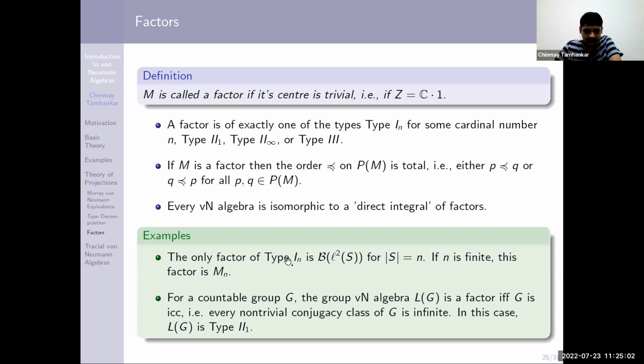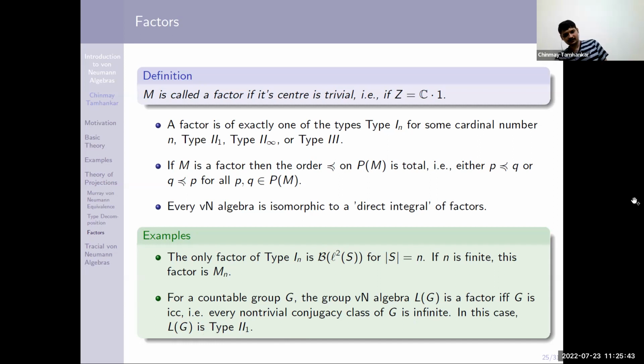Sorry, the only factor of type I_n is B(L^2(S)) for a set S which has n elements. So there can be no other factor of type I_n. And if n is finite, then obviously this factor is the matrix algebra. And for a countable group G, the group von Neumann algebra which we defined before is a factor if and only if G is ICC. ICC stands for infinite conjugacy classes, which means that every non-trivial conjugacy class of G has to be infinite. And when this happens, then LG is always a type 2-1 factor.